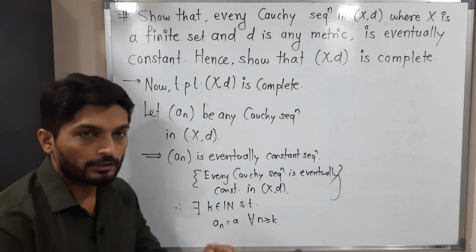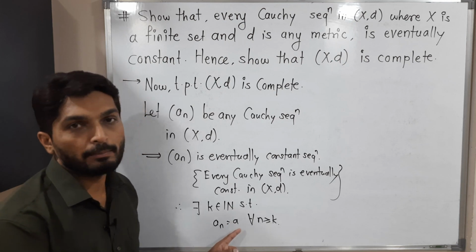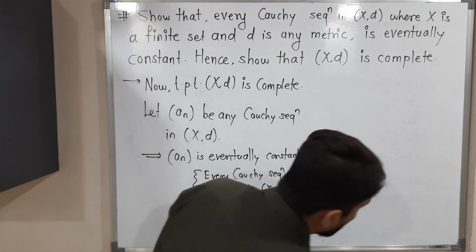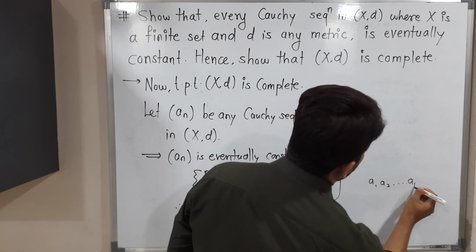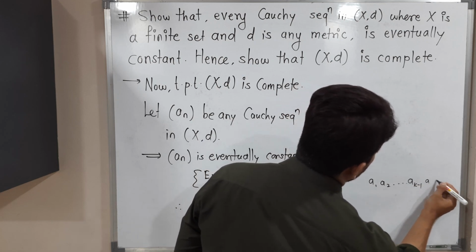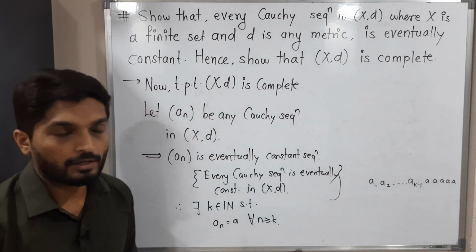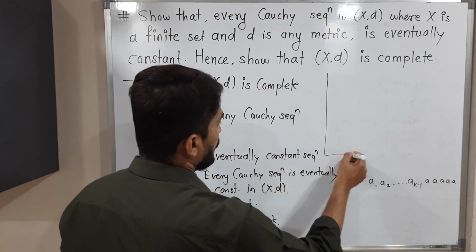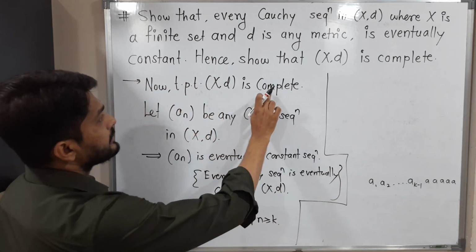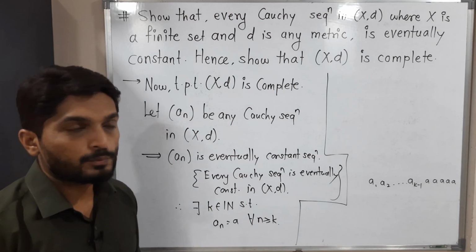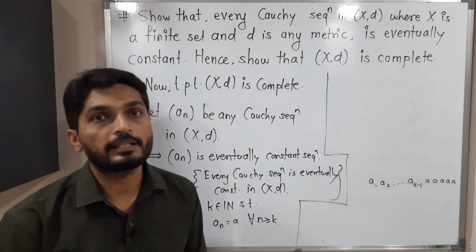That means if you go above the k, you will get all same terms and I am calling them as a. That means the sequence will be like this: a1, a2 and so on, a(k minus 1), and after that from k we will have a like this. Okay, such type of sequence we have. What we have to prove? We have to prove that it is convergent, right? Since we have to prove it is a complete metric space, we started with a Cauchy sequence. So finally we have to prove it is convergent, then we can declare it is complete.